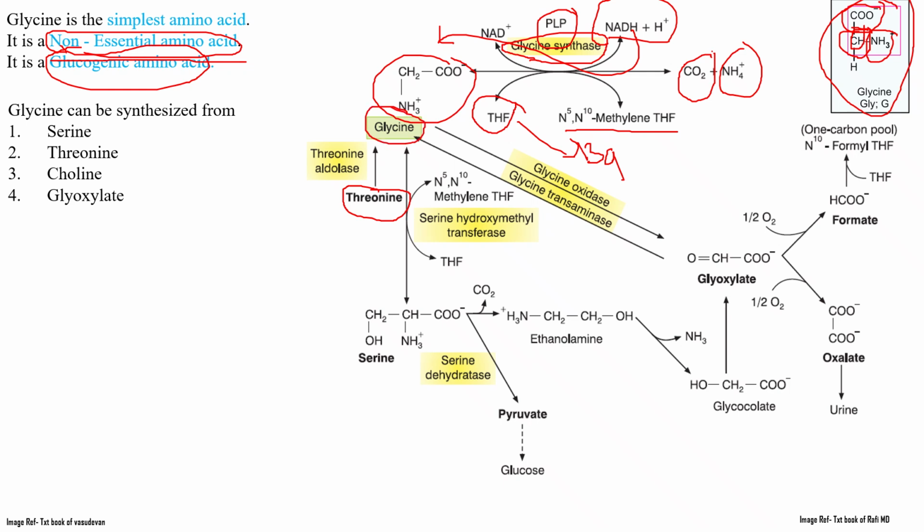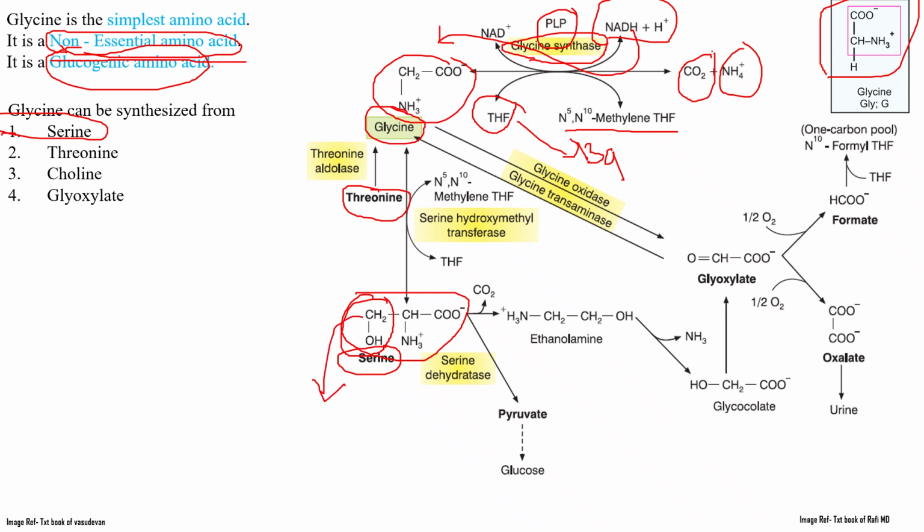The next reaction: glycine can also be synthesized from serine. You can see here the structural difference between serine and glycine. Let me make it clear. Serine has an extra CH2OH group compared to glycine. If I remove the CH2OH group, the rest of the structure is nothing but glycine.